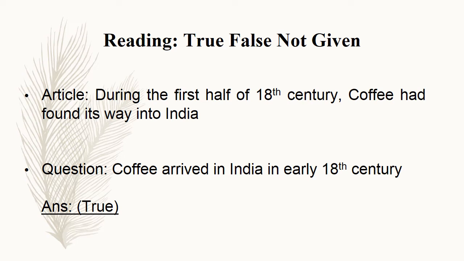And that's the information given in the article, rather passage. The question statement says, coffee arrived in India in the early 18th century. Therefore, the first half of the 18th century is where the early 18th century period lies, isn't it? Therefore, it matches, it agrees with the information in the article. The question statement agrees with the information in the article. Therefore, our answer should be true.